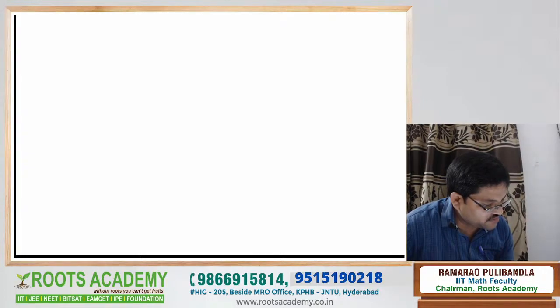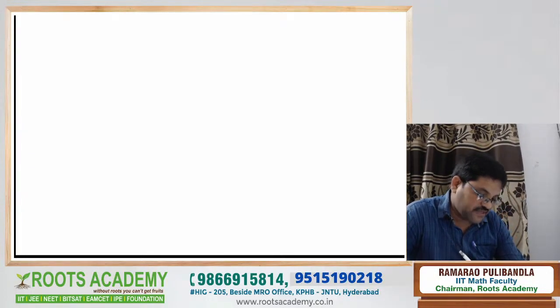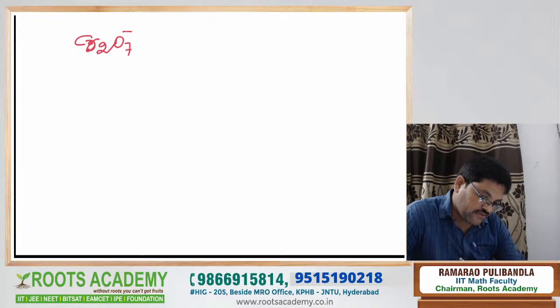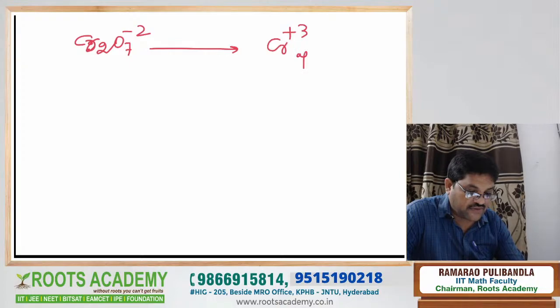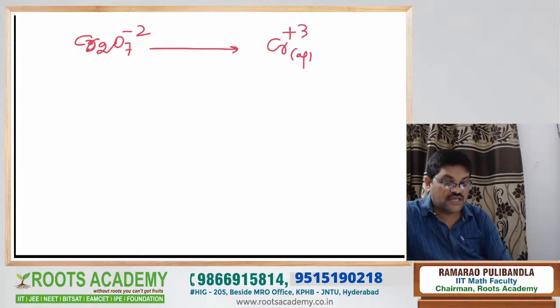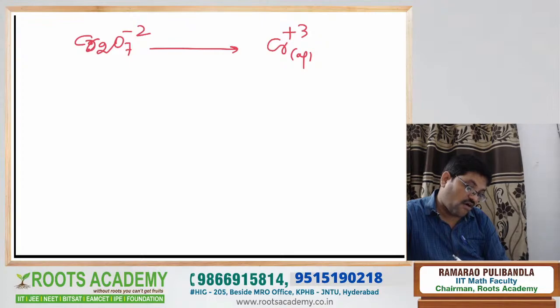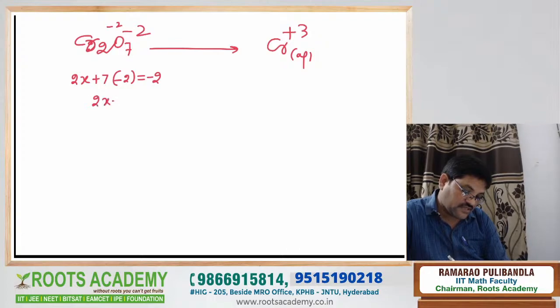What is the equivalent weight of Cr2O7 2- in acidic medium? Come to the concept of equivalent weight. Cr2O7 2- in acidic medium changes to Cr3+ aqueous ion. Here, the oxidation state of oxygen is minus 2, so we write 2x plus 7 times minus 2 equals minus 2. Therefore 2x minus 14 equals minus 2, 2x equals plus 12, x equals plus 6.